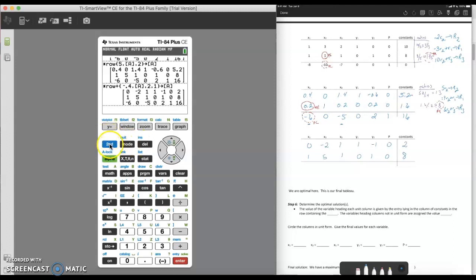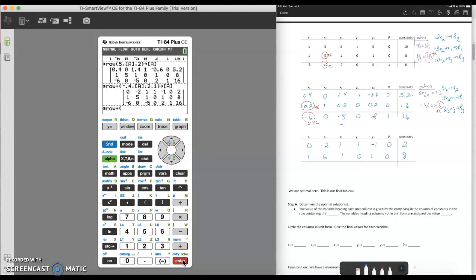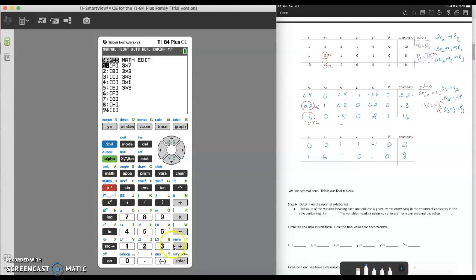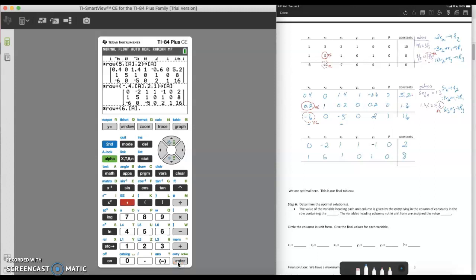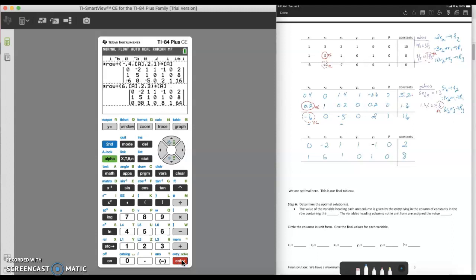And one last time, which is not going to be surprising since I have already kind of pre-made our matrices for this. We need one more times row plus. This time we're multiplying by 6 in matrix A. We are doing this to row 2 in order to change row 3. Store back into matrix A. We get 0, 30, 1, 0, 8, 1, and 64.